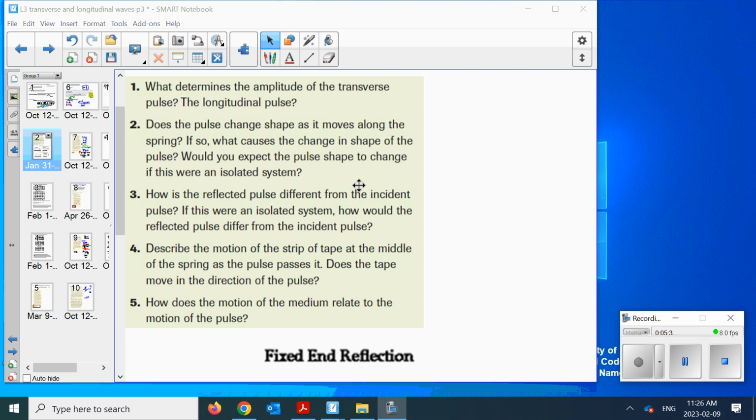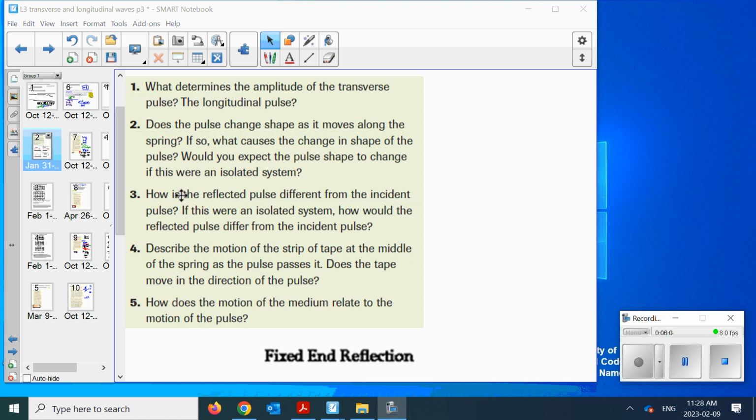So if it was an isolated system, that means there were no other forces acting on it, no friction forces, no gravity acting on it. If you were to do this in deep space, it should go back and forth forever, really, right? It's only because of friction. So the pulse would not change shape if you had no other forces acting on it. It would just go forever, back and forth, back and forth. That's what the last bit of number 2 is talking about.